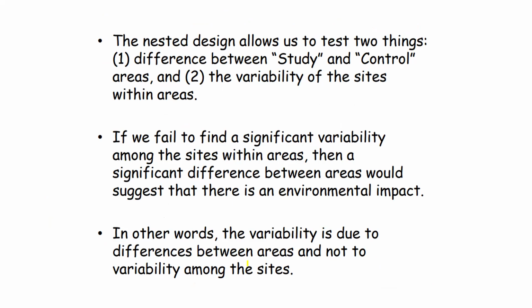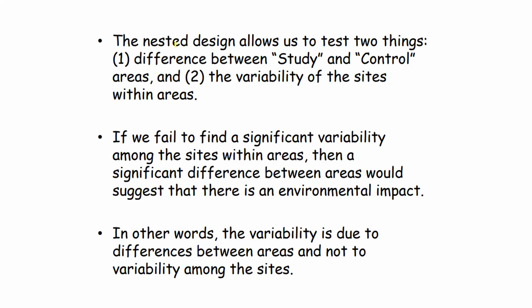So you need to identify what the basic features of nested design are. The nested design allows us to test two things. One, the difference between study and control. And the second thing is the variability of sites within areas. If we fail to find significant variability among the sites within an area, then a significant difference between areas would suggest that there is an environmental effect. So we are talking here with respect to the yield of an example. That's why those two terms are coming.